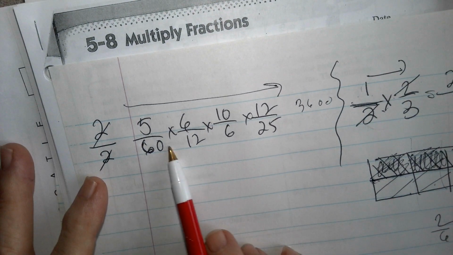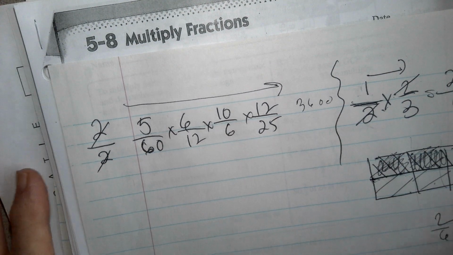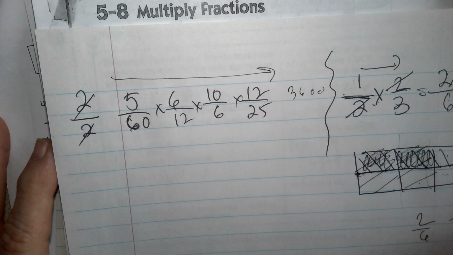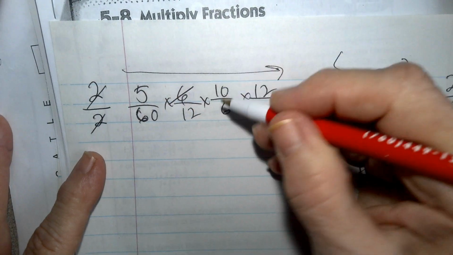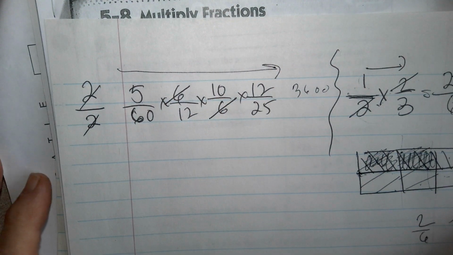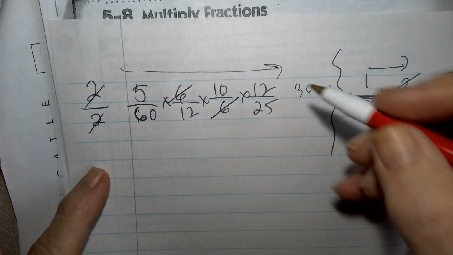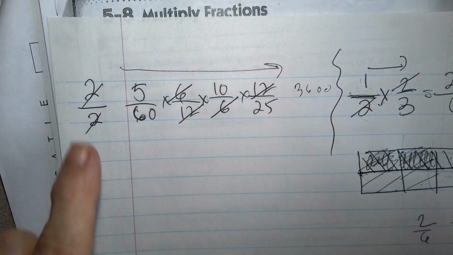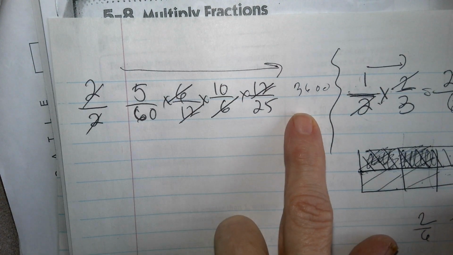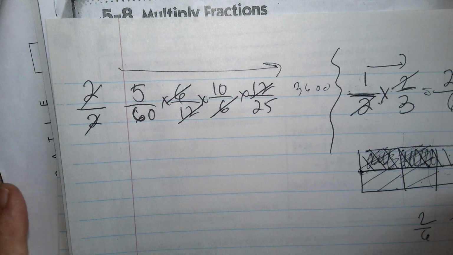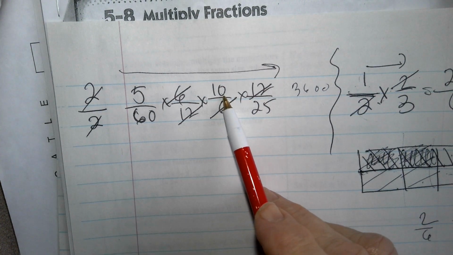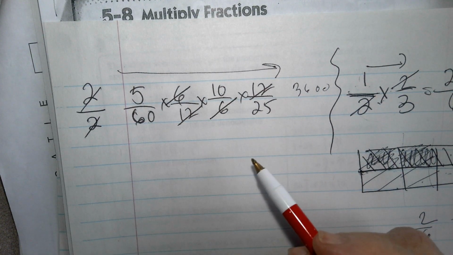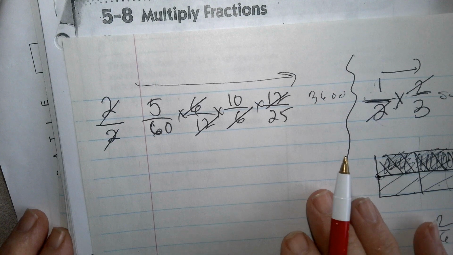So do you see anything on my example where it's exactly the same on the top and the bottom? The 6. The 6 divided by 6, that's 1. The 12 and 12. 12 divided by 12. So now it's a lot. It's not 3,600 anymore. 5 and 20. Well, actually, now I have nothing that matches exactly. But does that 10 go into any number on the bottom? Yeah. The 10 goes into the 60.